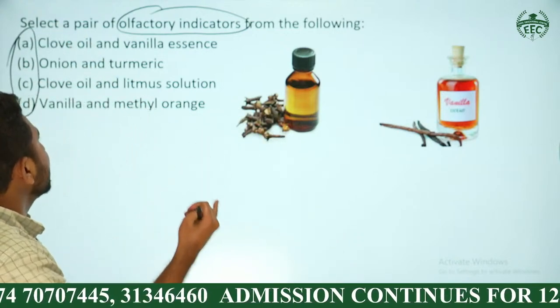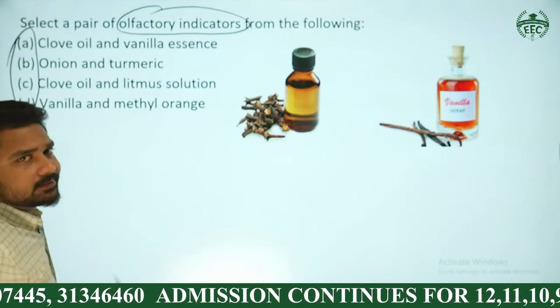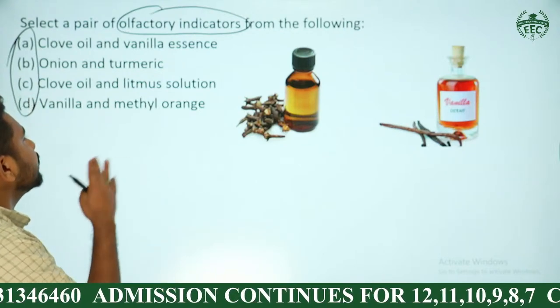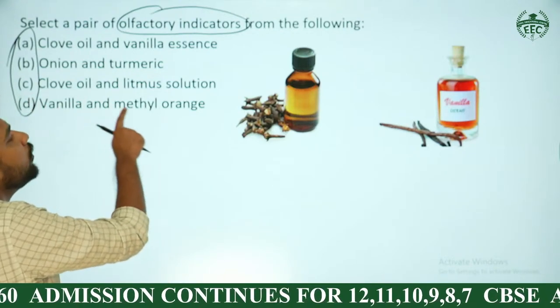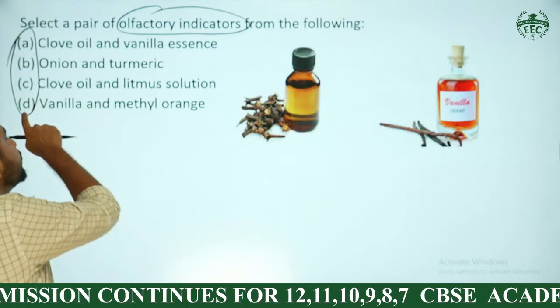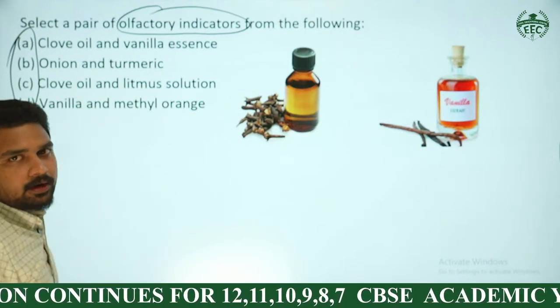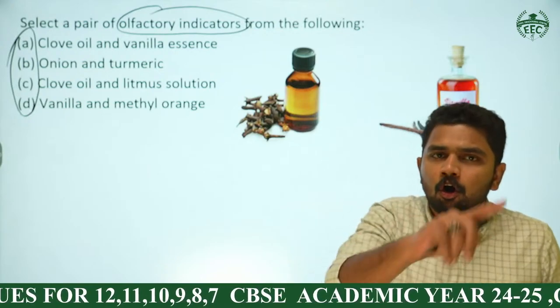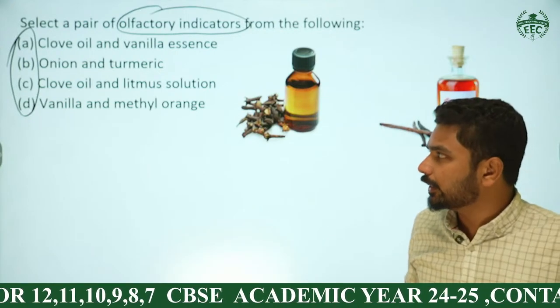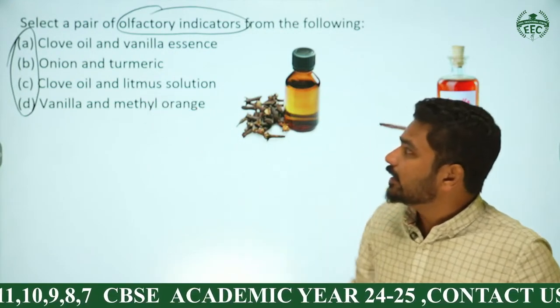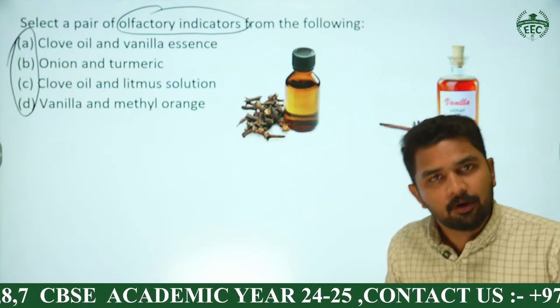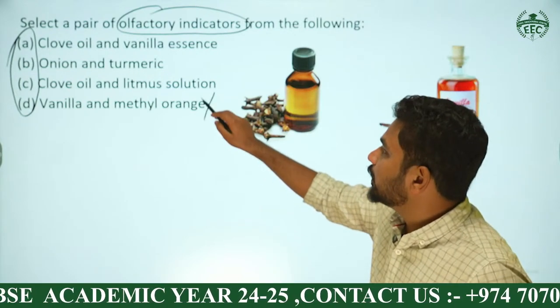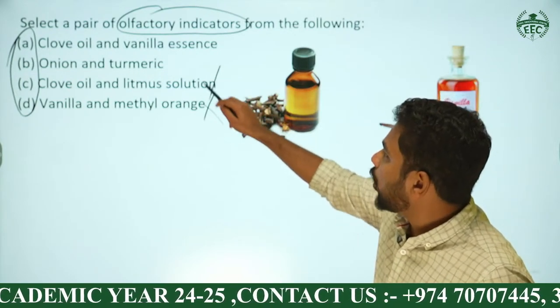Option A is clove oil and vanilla essence. Option B, onion and turmeric. Option C, clove oil and litmus solution. And option D, vanilla and methyl orange. Is methyl orange an olfactory indicator? No, methyl orange is not an olfactory indicator. Is litmus solution olfactory? No, it is not olfactory. So it is not option D. It is not option C.